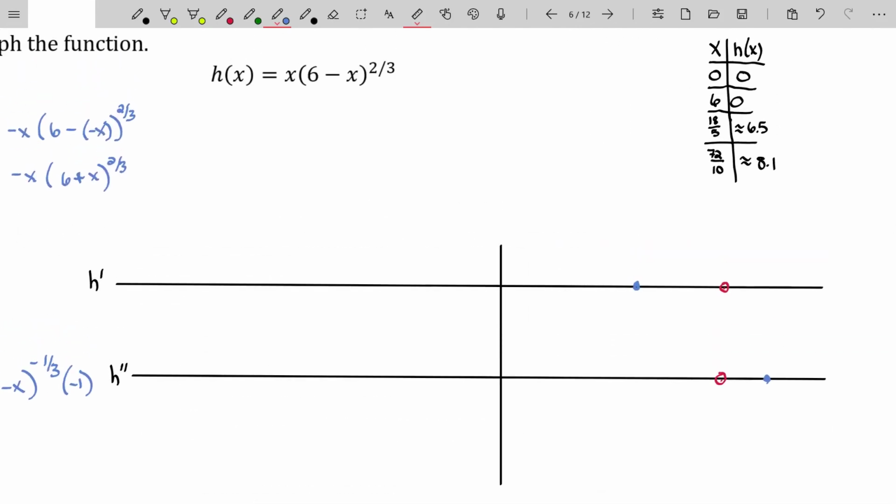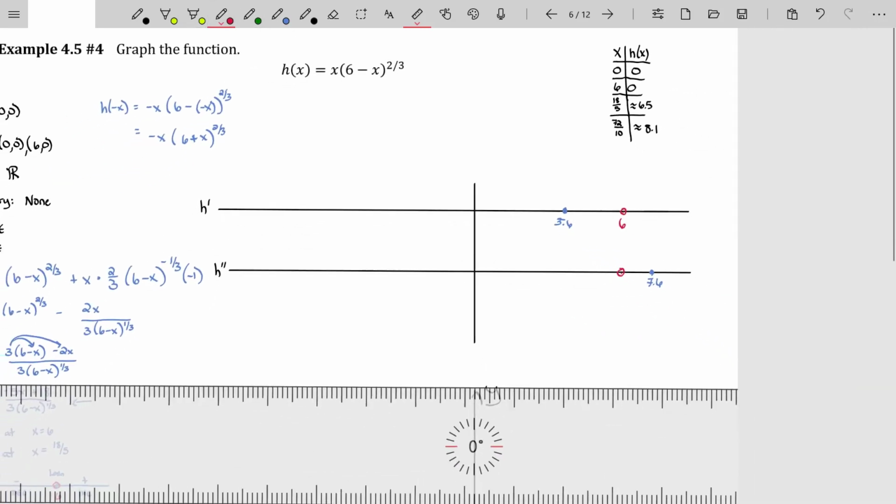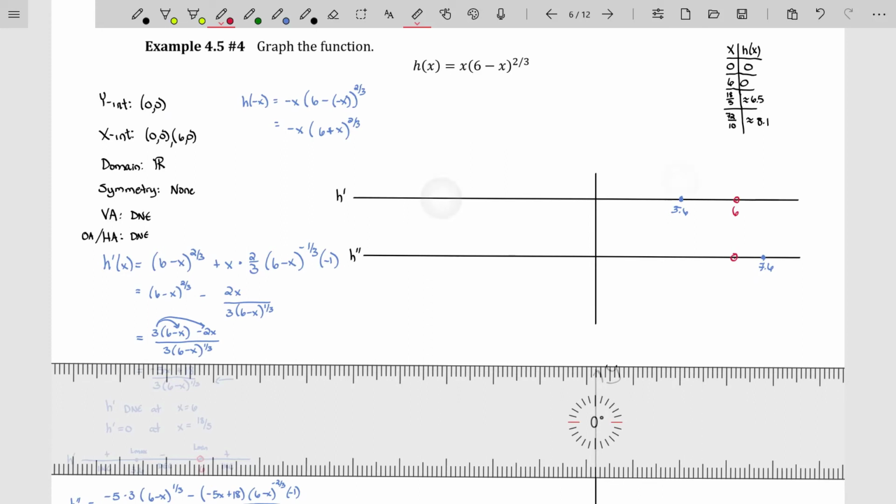Labeled this as 3.6, I think is what I said, and this is 7.2, and this red ink was at 6. And remember, I need to be very careful. The derivative doesn't exist at 6, nor does the second derivative. So we might have a vertical line, we might have a kink, something like that. Usually the graph will showcase it, but it's important.